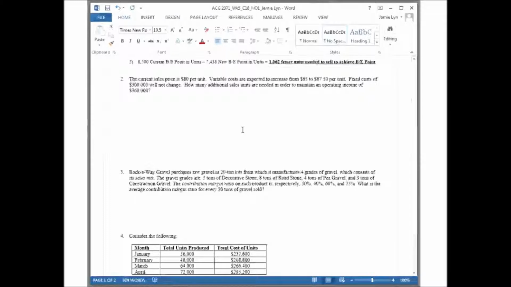So problem 2 has to do with unit sales. It has to do with operating income, targeted operating income to be exact. It used variable costs and it used fixed costs. So let's look at the problem.